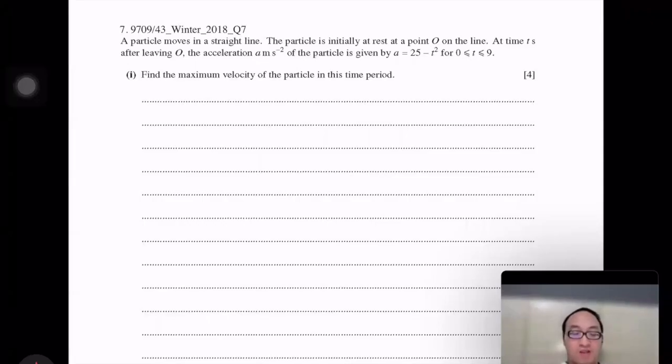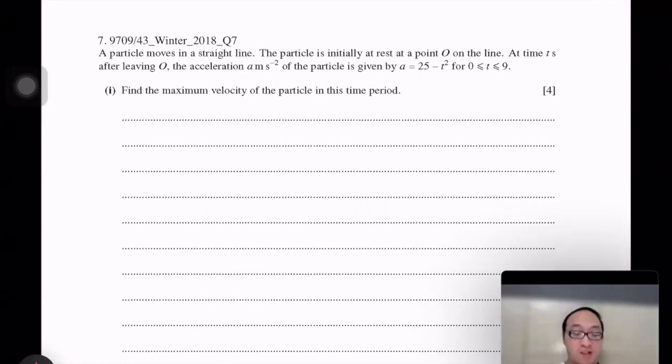Number 7 is about general motion. A particle moves in a straight line. The particle is initially at rest at point O on the line. At time t, after leaving O, the acceleration a of the particle is given by a equals 25 minus t squared for t between 0 and 9. Find the maximum velocity of the particle in this time period.